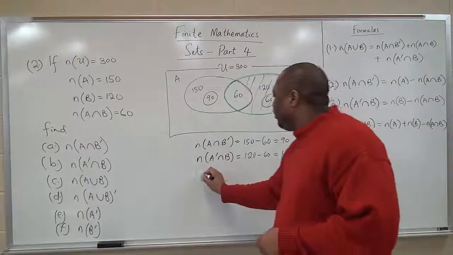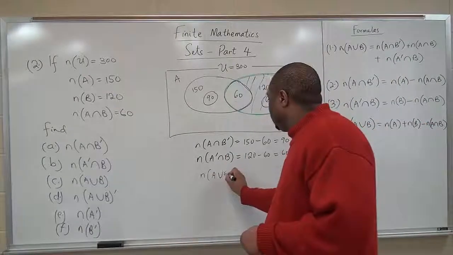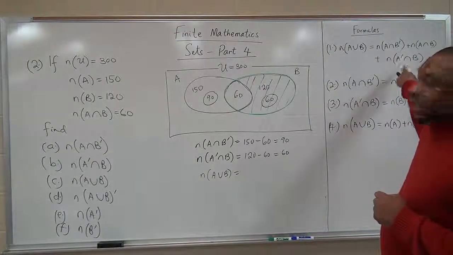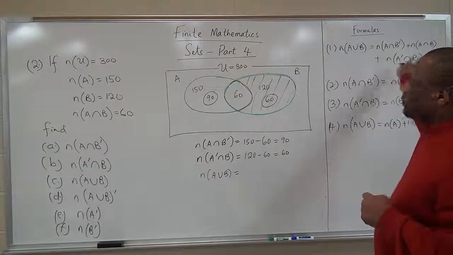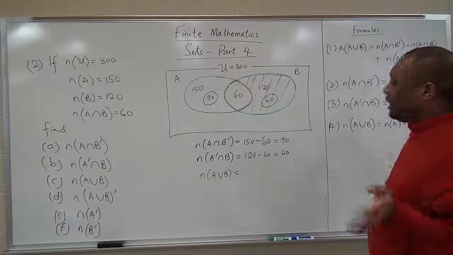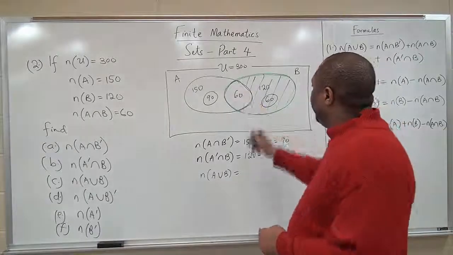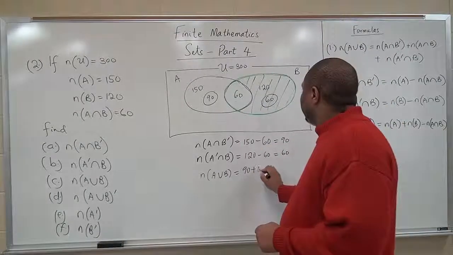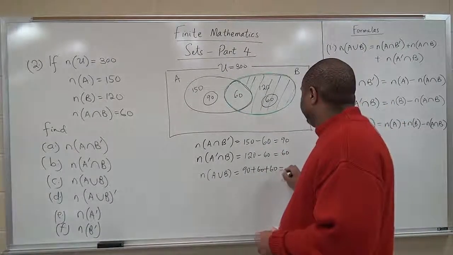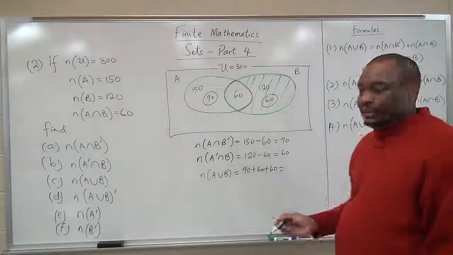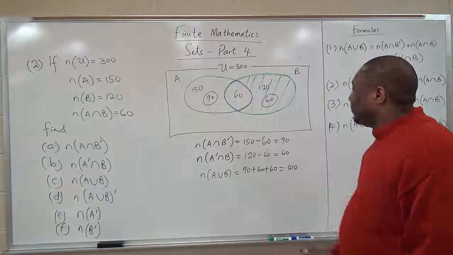Then cardinality of A union B. We've written the formula here. If you want to use the formula, we've written it already. So that will be 90 plus 60 plus 60. And that will be what? 90 plus 60 is 150, plus 60, 210.